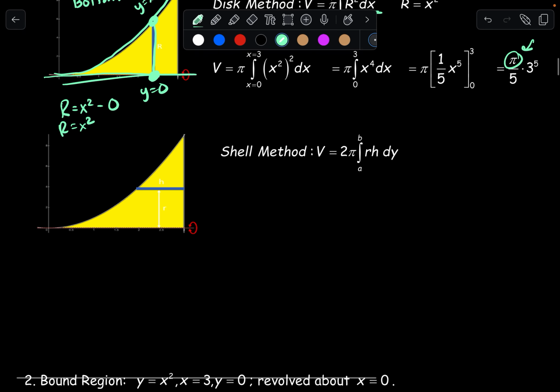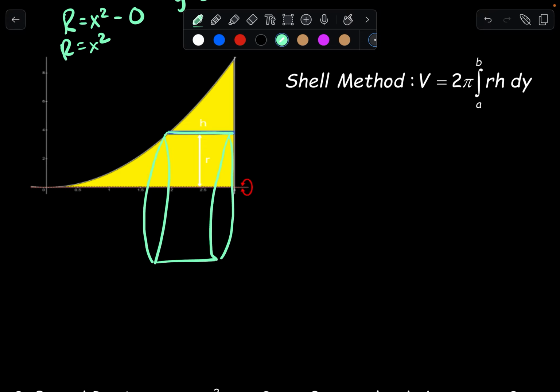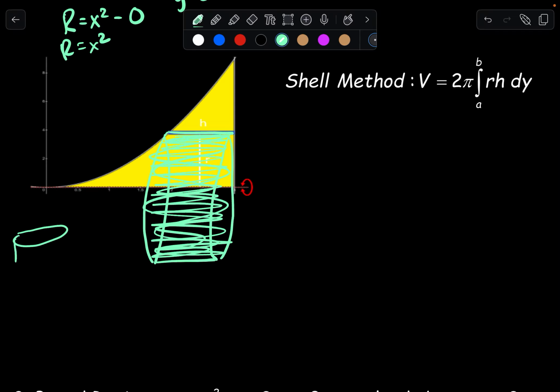Now let's think about the shell method. So the shell method, it's called a shell because we're not using a full cylinder anymore. We are only using the shell of a cylinder, okay? So if we try to draw a little sketch. So I'm using the outside here, just the outside. I'm not using a full cylinder. And what it's gonna look like is it's gonna look something like this.